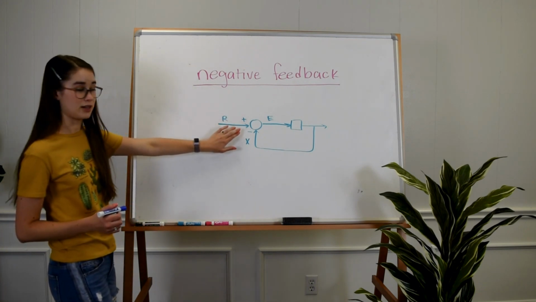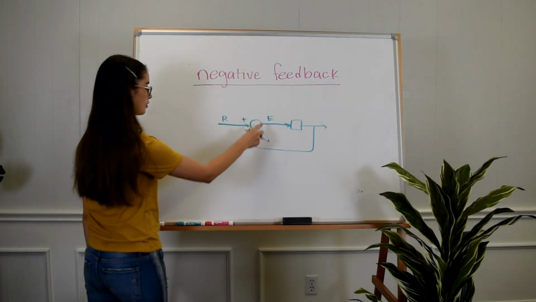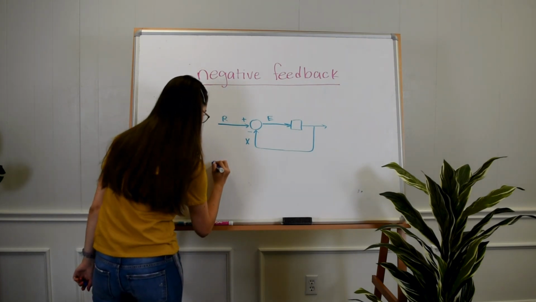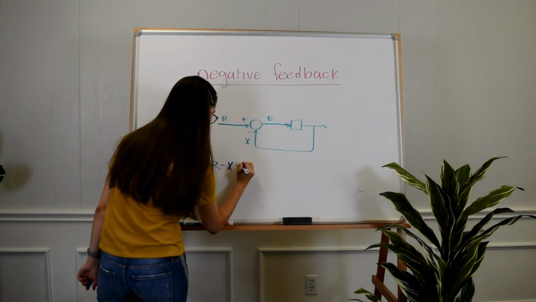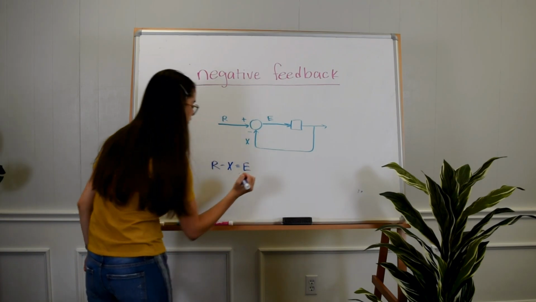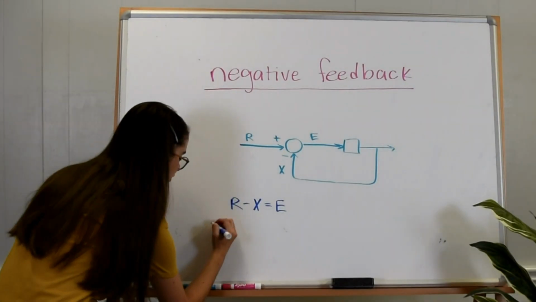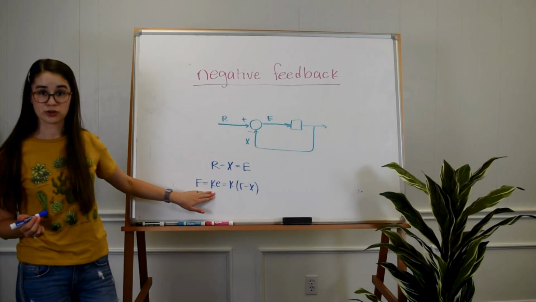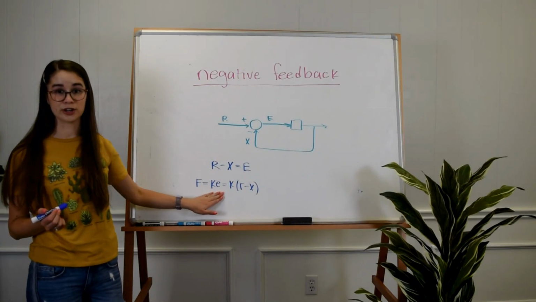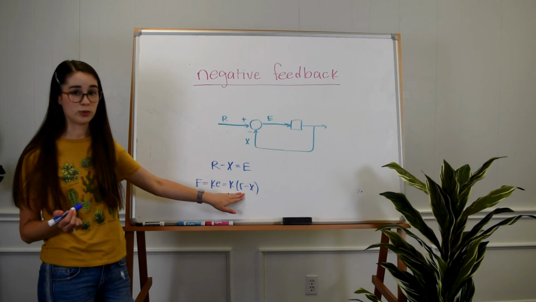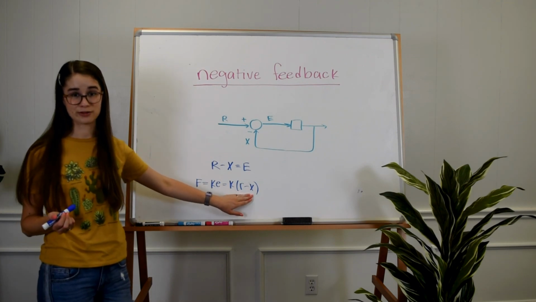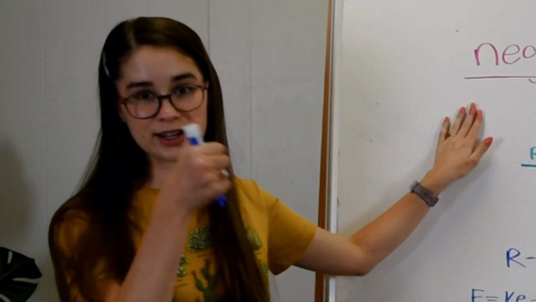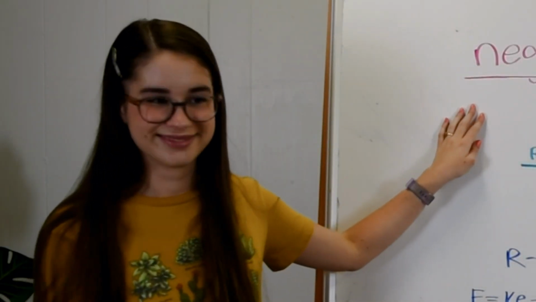Since we have a plus and a minus here, we know that this circle is going to be governed by the law r minus x equals e. And this makes sense within the context of our controllers. If you'll remember, our control law is made up from a controller constant times our error, which is the difference between the output we want and the output we have. So everything checks out, negative feedback, 10 out of 10.